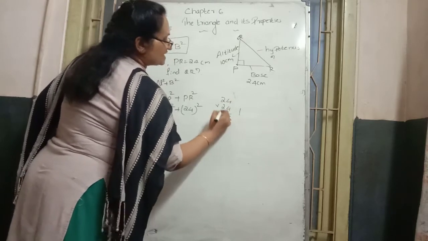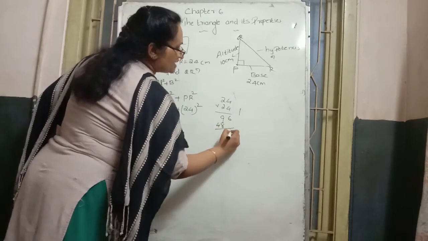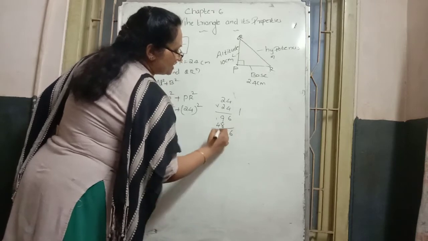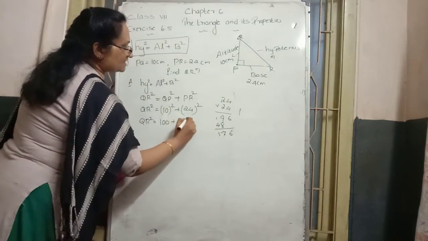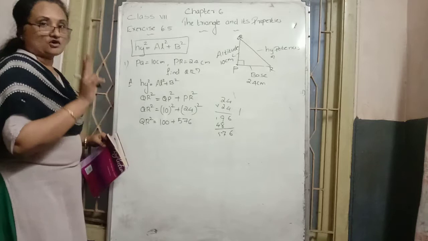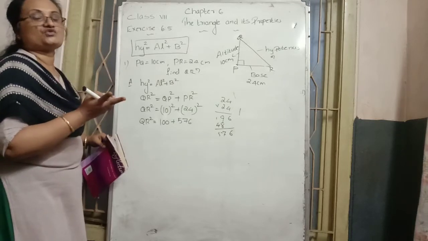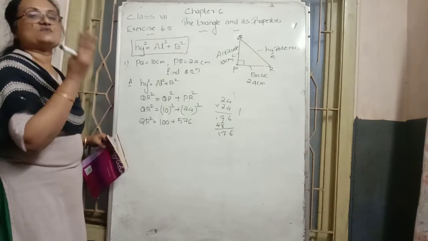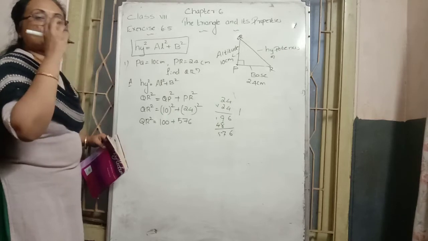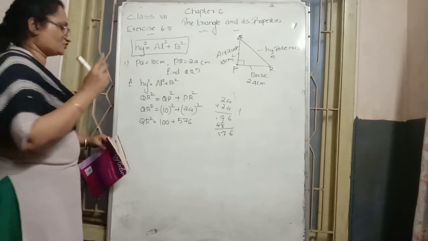2 fours are 8, 2 twos are 4, 6. Here 576 will get in there. That is the meaning. Remember, whole square represents multiplying the number by itself 2 times. Whole cube represents multiplying the number itself 2 times.